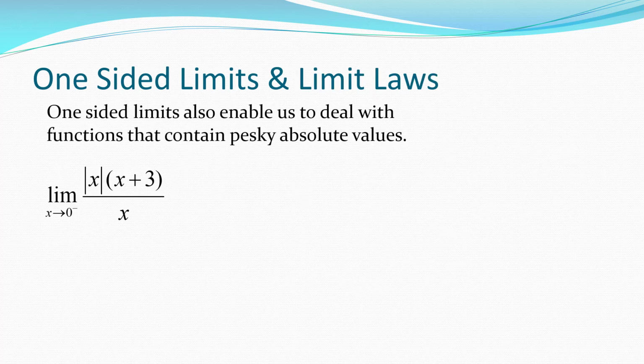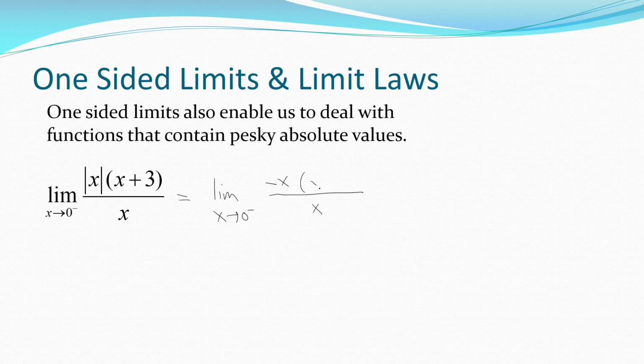One-sided limits are also useful if you see absolute values, because an absolute value is actually a piecewise defined function. It is x if x is greater than or equal to 0, or it's negative x if x is less than 0. So to find this limit, I would say, well, if x is less than 0, the absolute value of x is the same as saying the opposite of x. Because if x is negative, then the opposite of that x is positive.